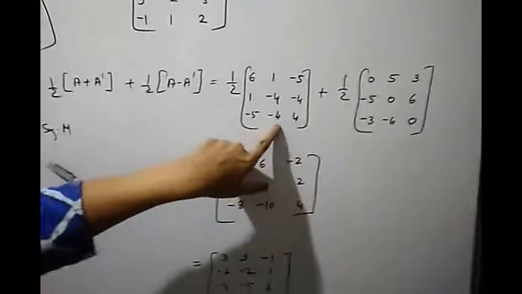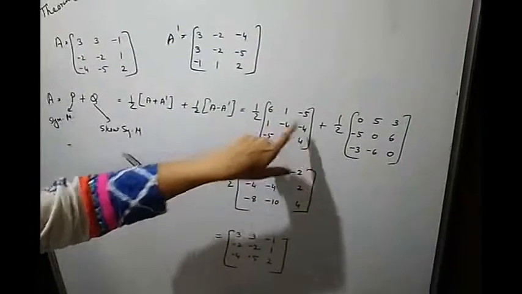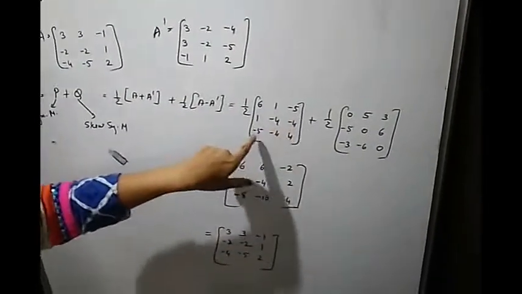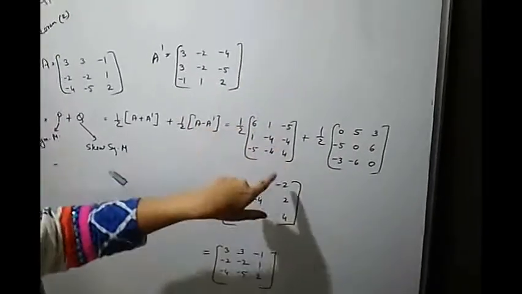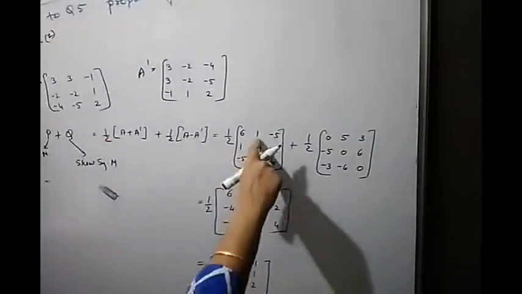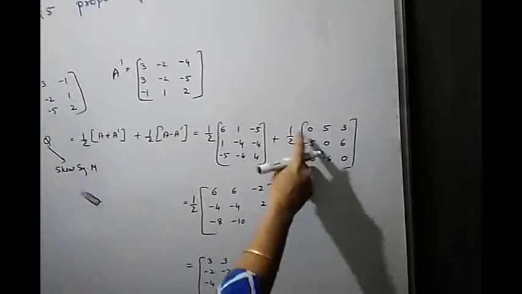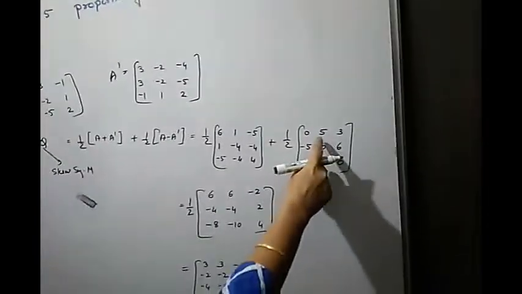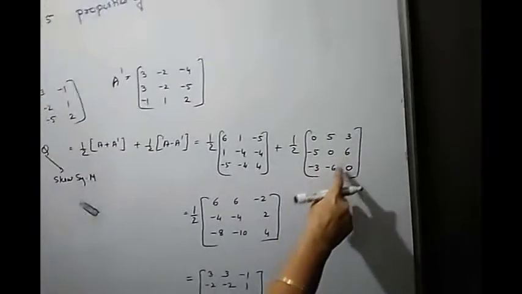Now after adding, for A plus A dash we get the elements as 6, 1, minus 5, 1, minus 4, minus 4, minus 5, minus 4, 4. This is a symmetric matrix. You can see the corresponding elements are the same except the leading diagonal. And for A minus A dash, the leading diagonal elements are 0. Here it is 5, here it is minus 5, 3, minus 3, 6, minus 6.